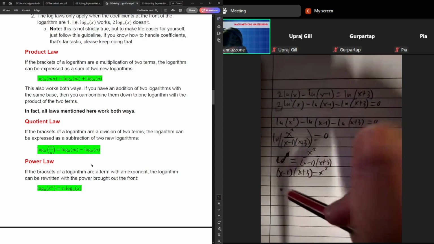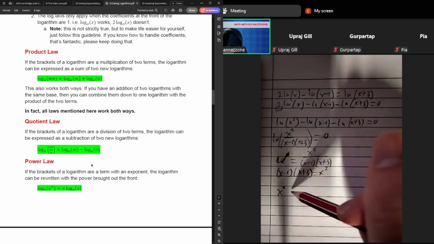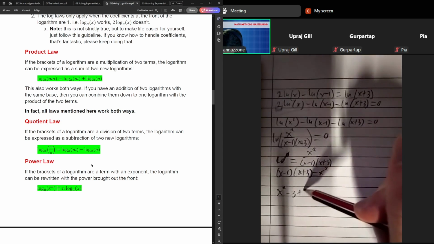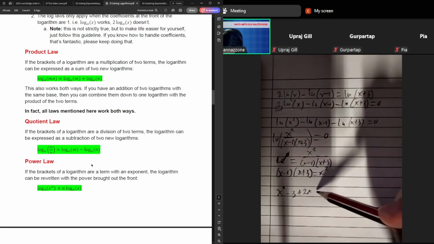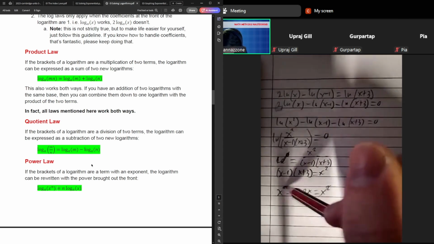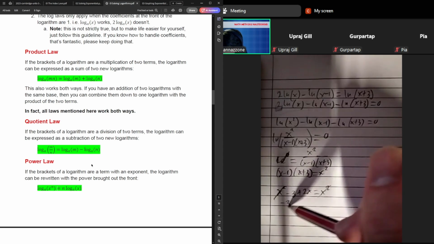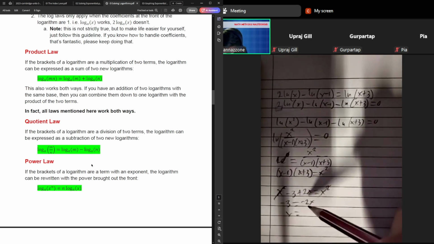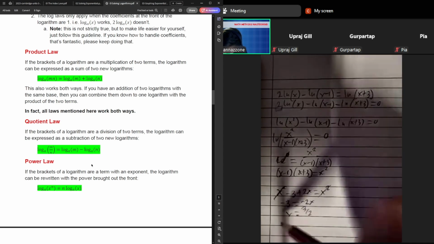Okay, so to finish that off, x squared, going to have minus 3, going to have plus 2x, and you bring the x squared over. Actually, it's not even a quadratic at this point now, because these cancel out. Minus 3 equals minus 2x, and then x equals 3 over 2.